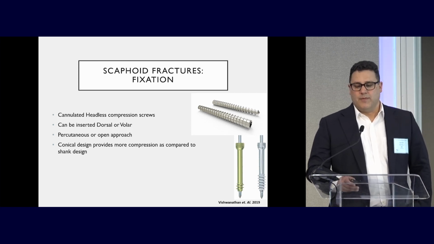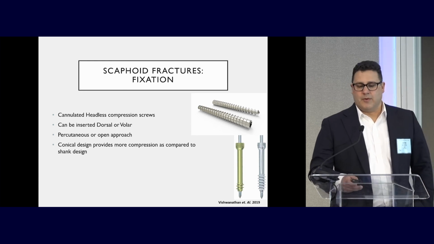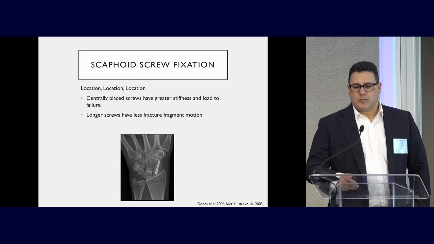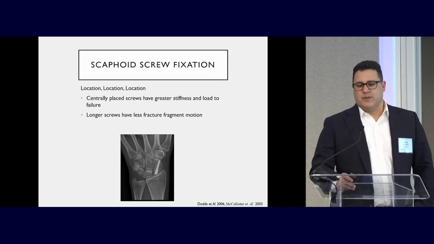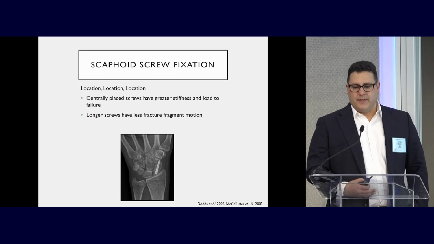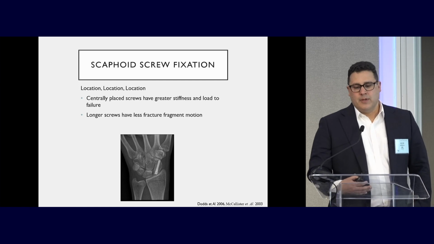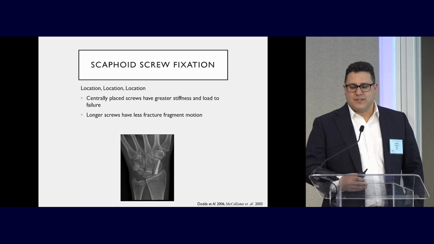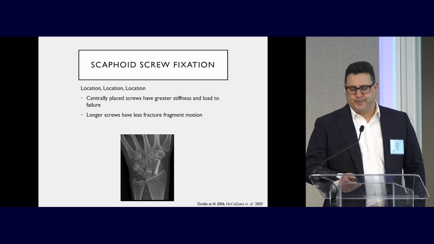And we know that with the screws that we use, the conical design, such as the AccuTrack screws shown here, provides more compression as compared to the classic Herbert screw. The most important part about fixing scaphoids with cannulated screws is the location. We know that centrally placed screws have greater stiffness and load to failure, and that will allow you to put in a longer screw, which will in turn have less fracture fragment motion. So the longer the screw, the better.